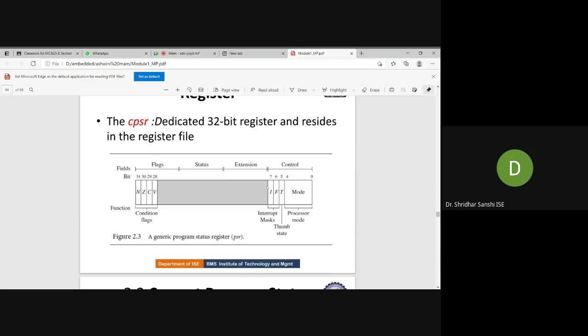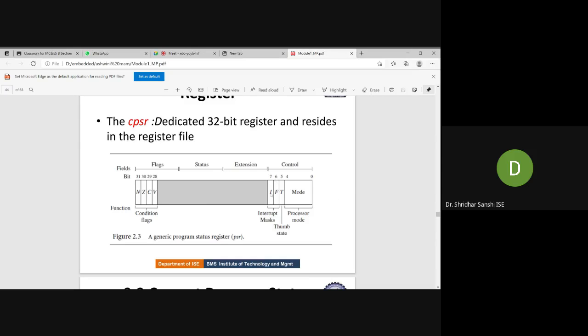In the figure, the J bit is not given, because it is a generic program status register. That's why the J bit is not included here, and also the Q bit is not included. Q is a flag bit, and it is also not indicated because this is a generic program status register.